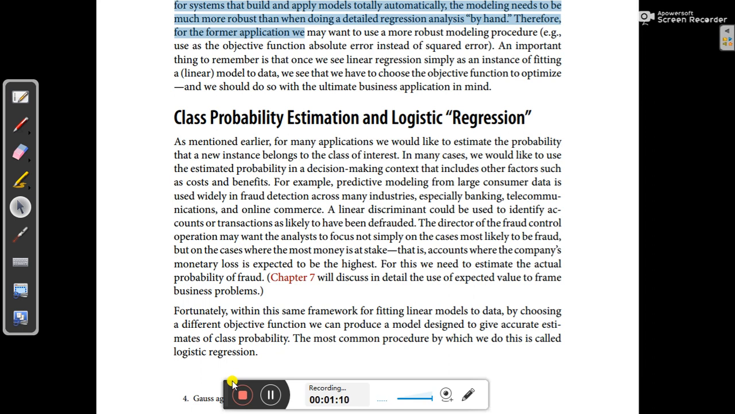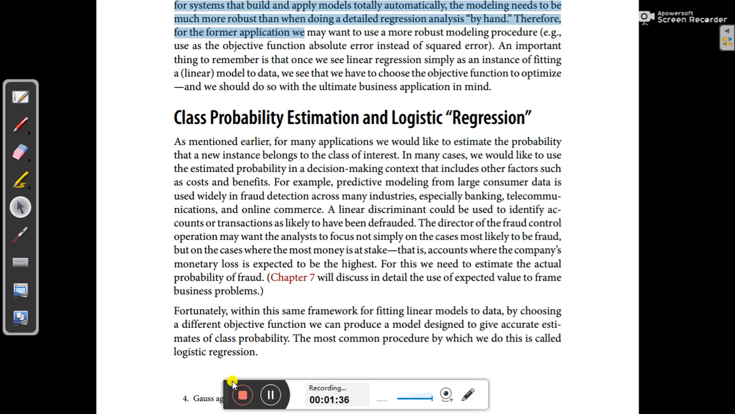So this type of scenario can occur in a business. In this type of scenario, linear discriminant analysis can be done to understand these things. For this, we need to estimate the actual probability of fraud. That is why we need to estimate the probability of that class.